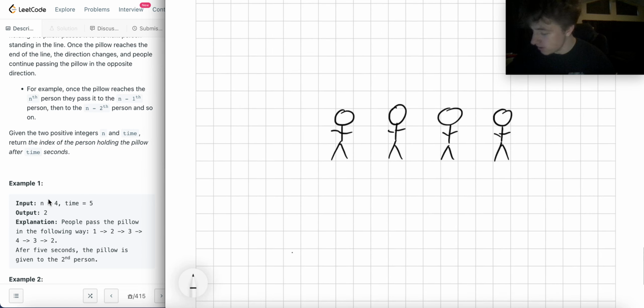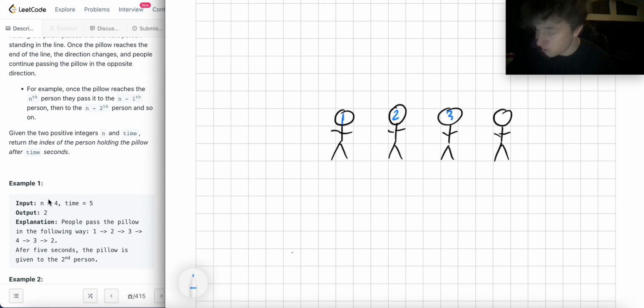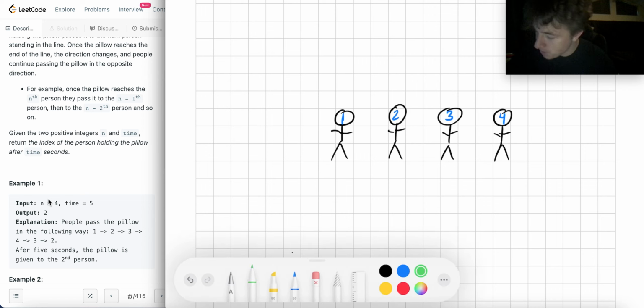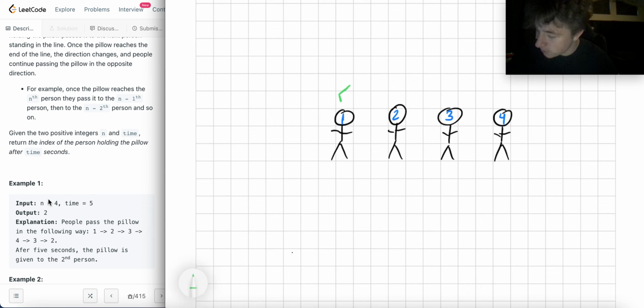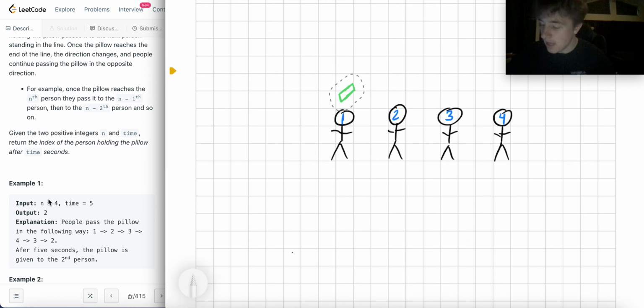Okay, so this is person 1, this is person 2, this is person 3, and this is person 4. And then these people have this little green pillow, don't ask me why it's green, that they're going to pass around for 5 seconds, right? So the way that this works is person 1 initially has the pillow. After 1 second, person 2 has it. After 2 seconds, person 3 has it. After 3 seconds, person 4 has it.